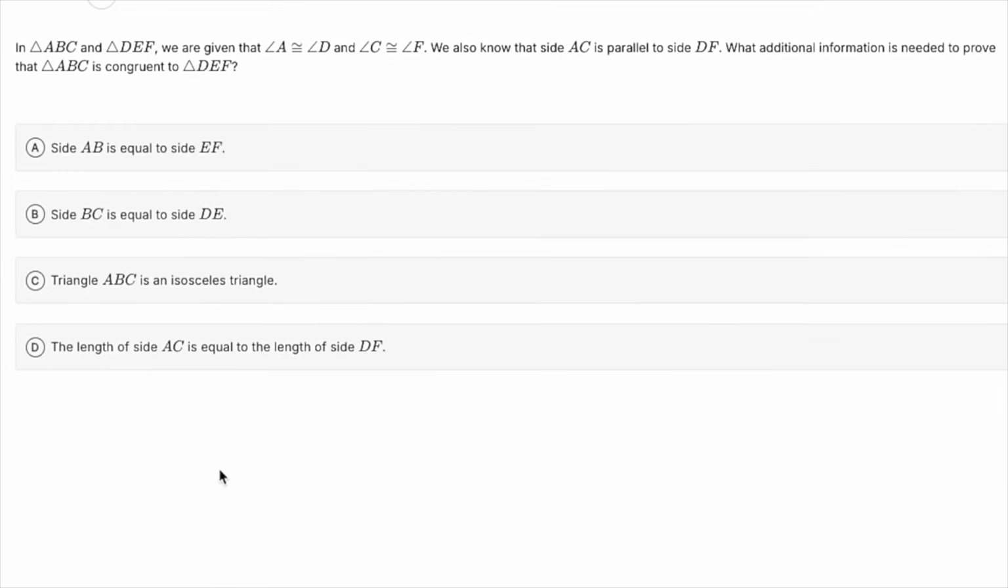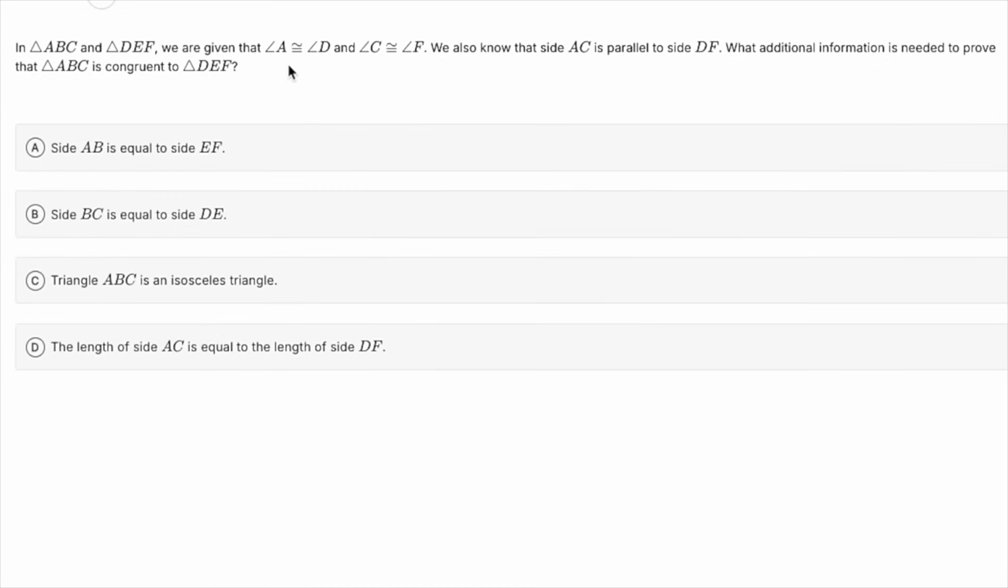Here's another conceptual one. See if you can figure it out. Pause the video, try it on your own first. But they're telling us basically that we have these triangles and that angle A is going to match D, angle C is going to match F. So we know that they're similar already, right? We also know that AC is parallel to side DF. What additional information is needed to prove that they are congruent?